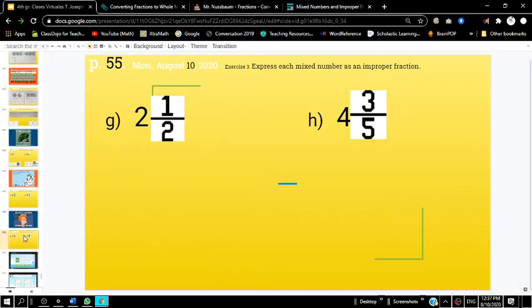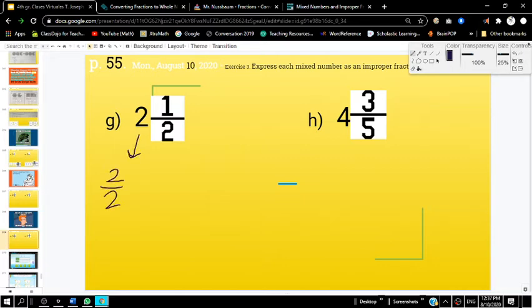Let's go to letter G. Letter G says 2 1/2. I know that 2 1/2 can easily be converted to an improper fraction if we take 2 and we separate it out into 2 separate fractions. 2 halves plus 2 halves equals 2, plus 1 more half equals 5 halves.